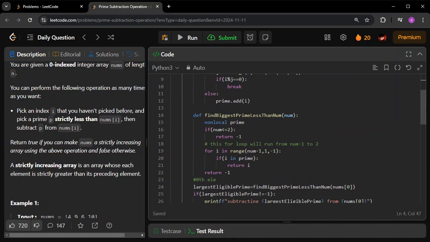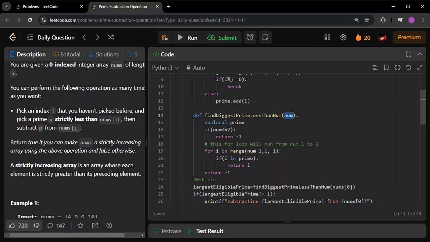Fine. Next is a function. What is this function going to do? I'm going to pass a number n here, num. Among all the prime numbers, it will find the biggest prime number less than num, and it will return that.